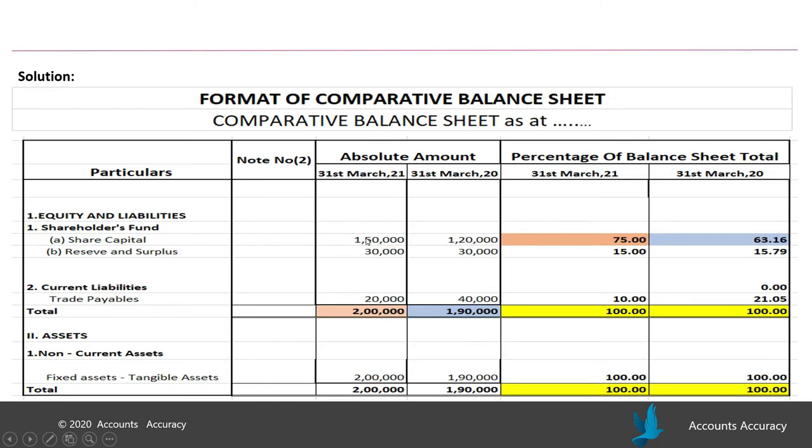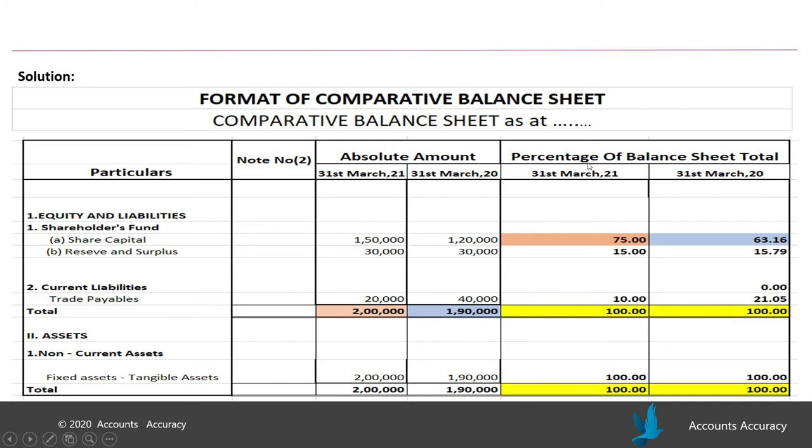Once you put the values under the proper head and subhead, you will check whether the total of the liability column and the asset column is matching or not. You have to check whether the total values of the liability column are similar to the asset column or not, for both the years. If that matches, that means you have put the items in proper heads and subheads.